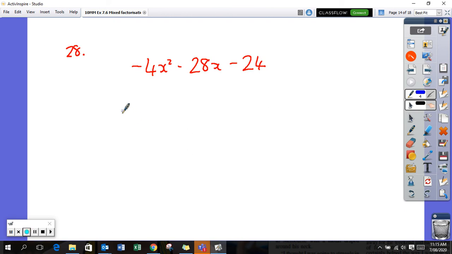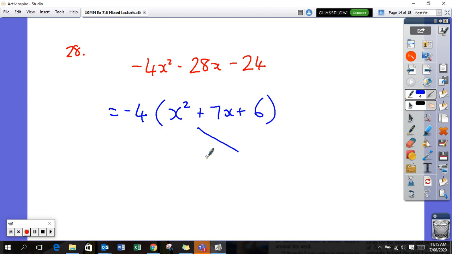Question 28. Once again, a quadratic trinomial, all multiples of 4. Every one of these numbers is a multiple of 4. So what we're going to do is take 4 out as common, but they're all negatives, so I'm going to take out negative 4 as common. What that does is turns everything to positive. 4 times 7 is 28, so we get 7x. 4 times 6 is 24. Because I've taken a negative outside the bracket, everything inside now is positive.